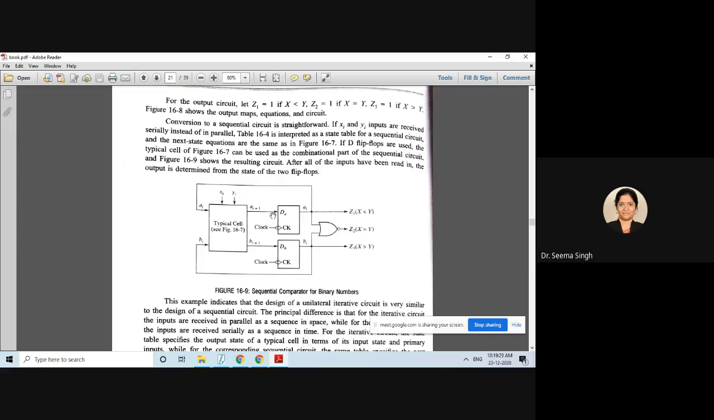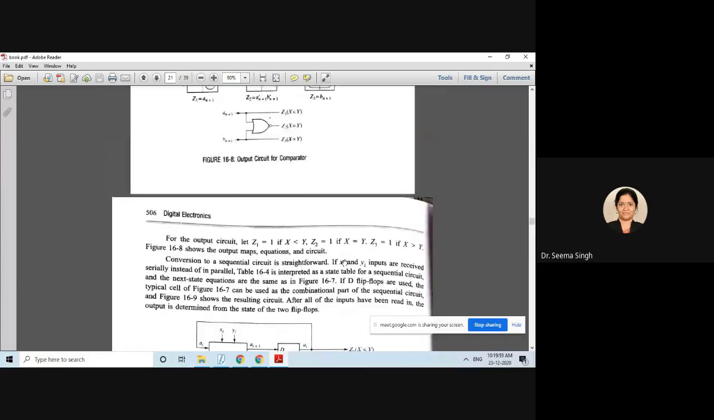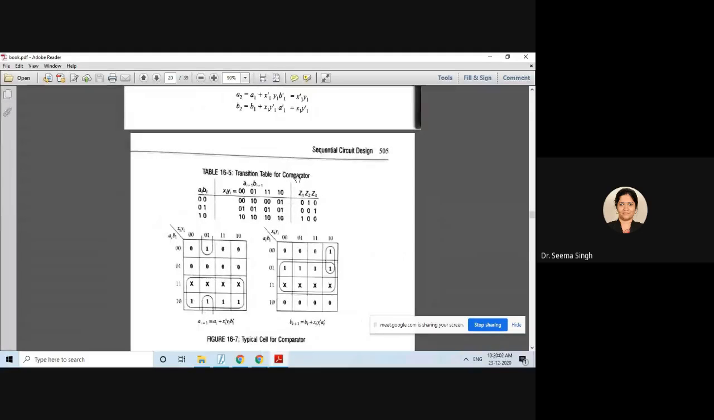Now there is no restriction. You can ask for 10-bit comparator, 15-bit comparator, or 100-bit comparator also. That does not matter anymore. With one D flip-flop here and one typical cell, your n-bit comparator circuit is ready. This is an example of comparator only. Like this, we should be able to design any n-bit iterative circuit for any such application using our state machine, state logic, and state table.